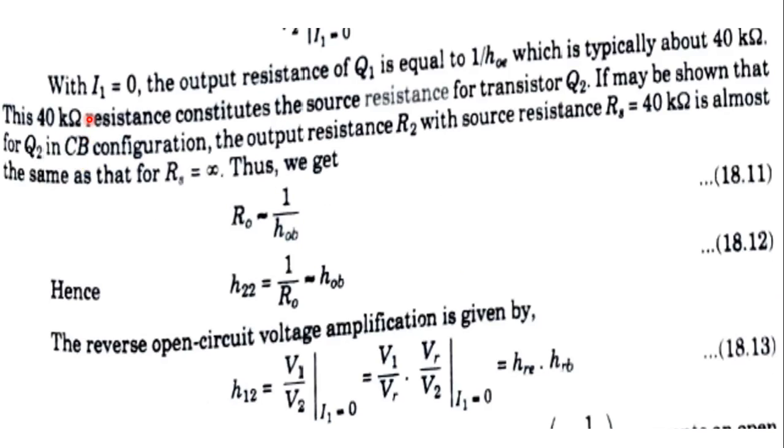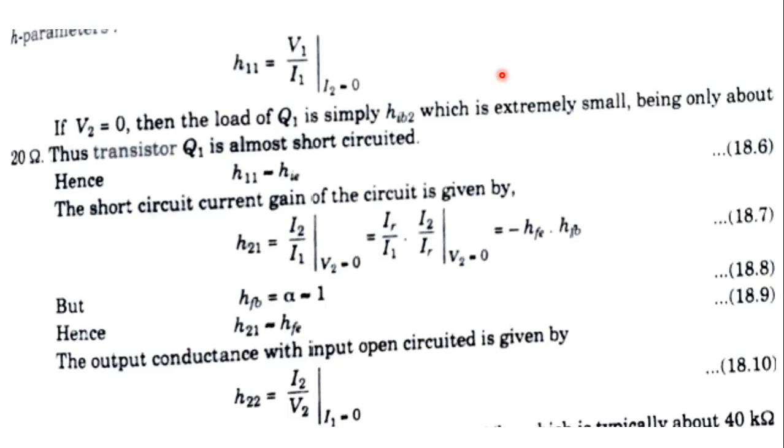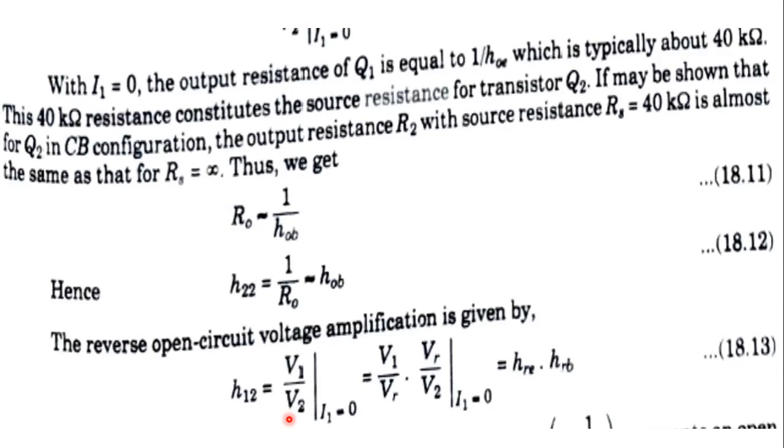So what happens when I1 is 0? The output resistance of Q1 is equal to 1 by HOE. What was the HOE parameter? The output conductance, and the inverse of HOE would be the output resistance. So the inverse of I2 by V2 would be the resistance, V2 by I2, the output resistance. So this is what it is saying, that with I1 equal to 0, the output resistance of Q1 is equal to 1 by HOE.